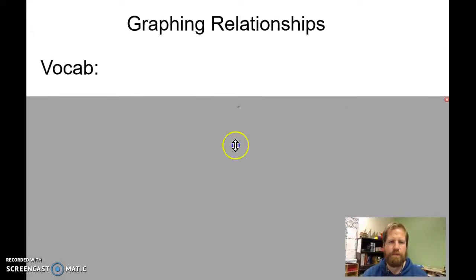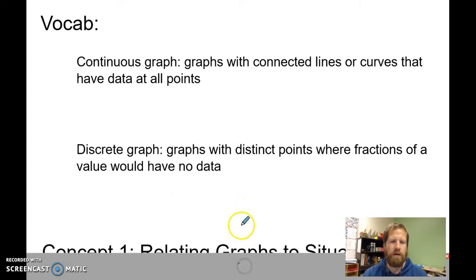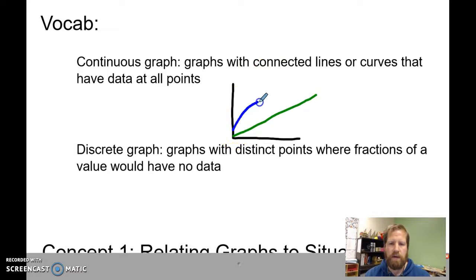Graphing relationships. We have two vocabulary words or terms for this lesson, and they're two different kinds of graphs. So you're either going to have a continuous graph, which is going to be a line or a curve, okay? And that's a continuous graph because there is data on every point on this line. So the idea is that you're not ever going to have a place where it doesn't make sense to have data.